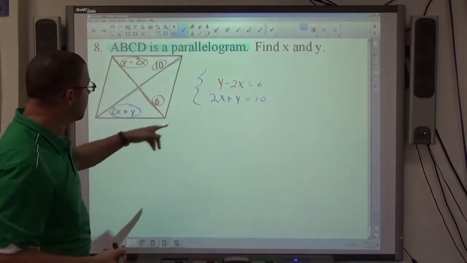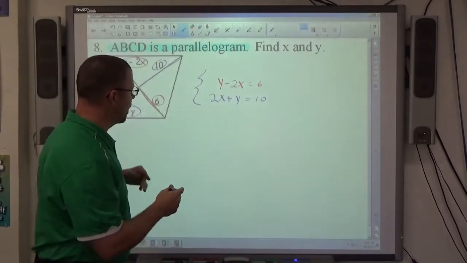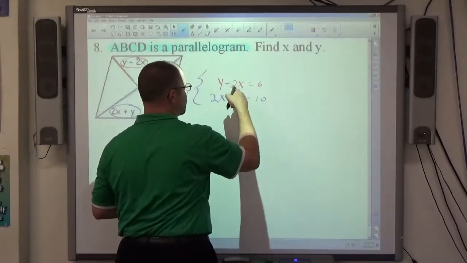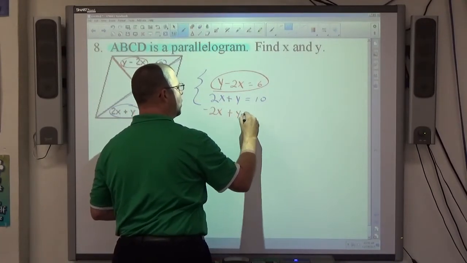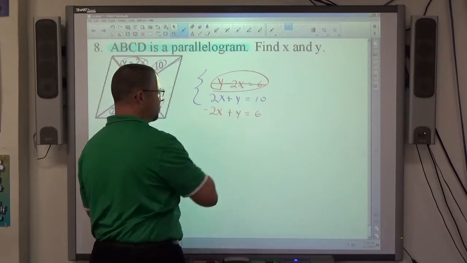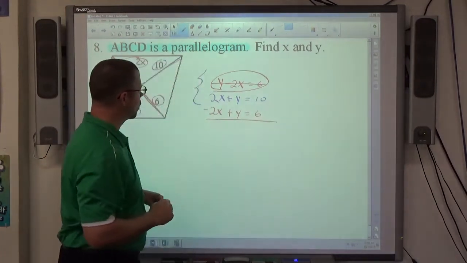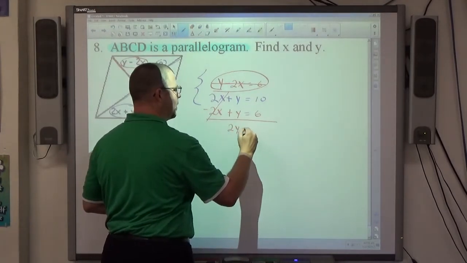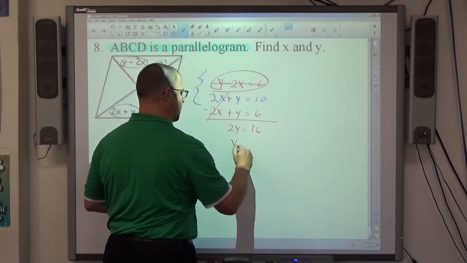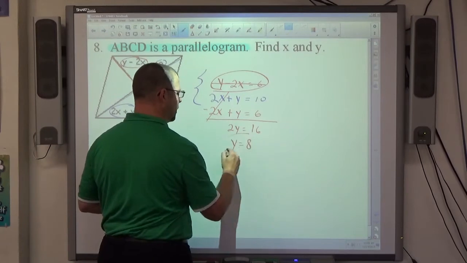The way it's written, that's xy order, that's yx order. If I rearrange, let's make this top one, I'm going to rearrange to negative 2x plus y equals 6. Same expression, better order. 2x minus 2x cancels, y plus y is 2y, 10 plus 6 is 16. Divide both sides by 2 to get y equals 8.